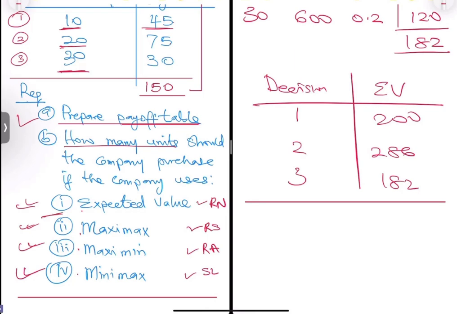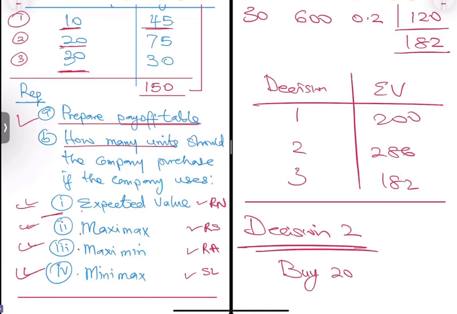What decision? So decision 2. Decision 2, which is to do what? To buy 20 units. To them, that is the best decision. Buy 20 units.